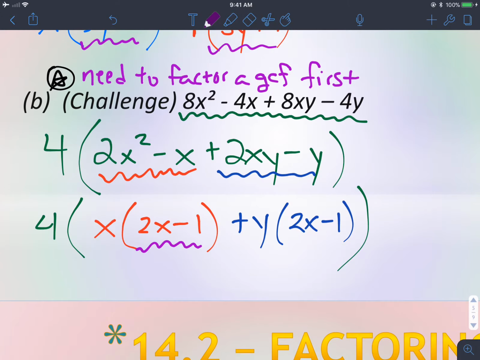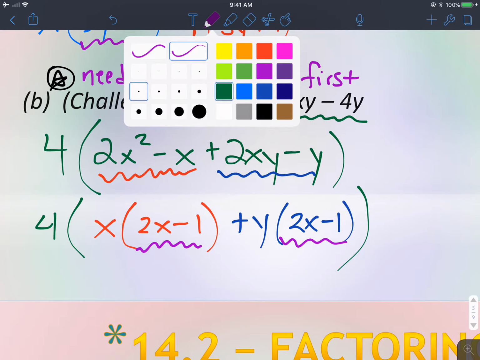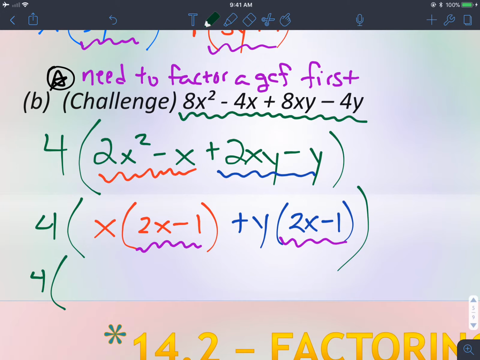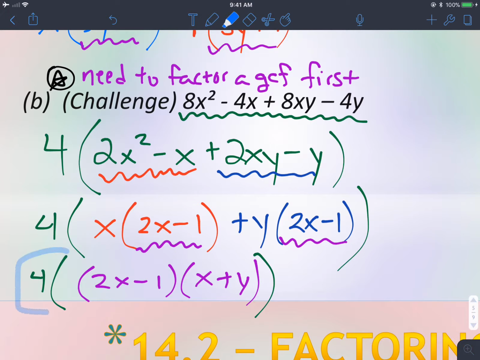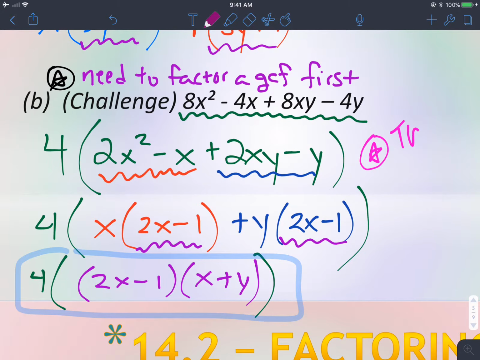Now I have this. So factor again. So I'm going to write 4, and then parentheses again, 2x minus 1, parentheses x plus y, green parentheses. Three levels of factoring.